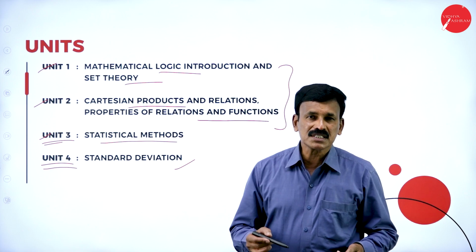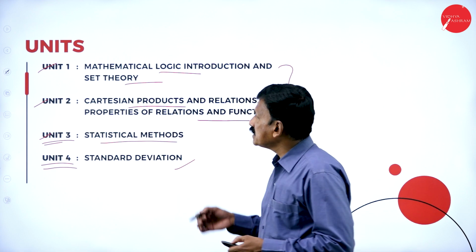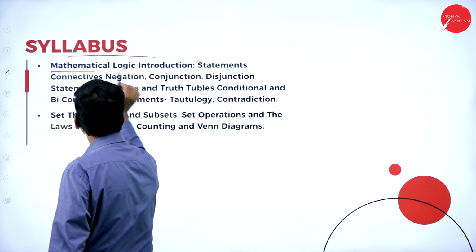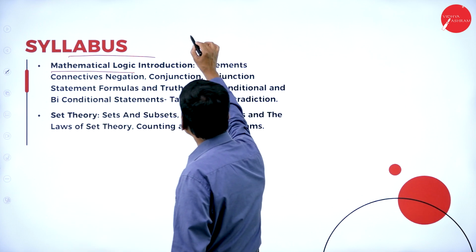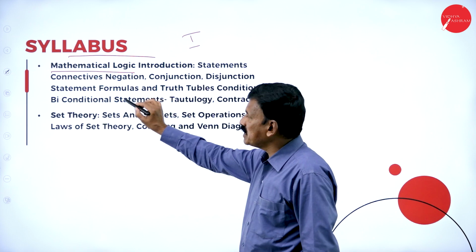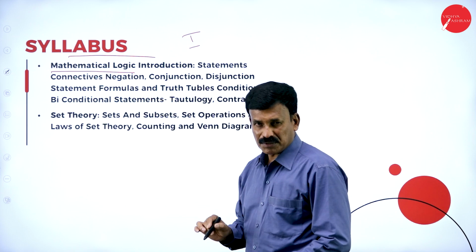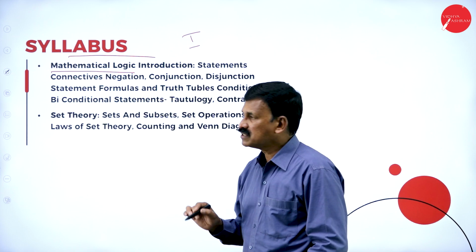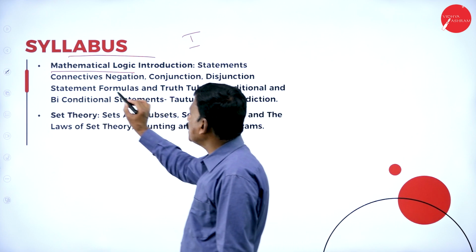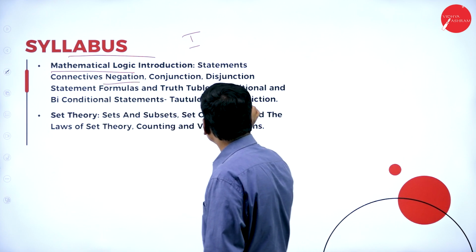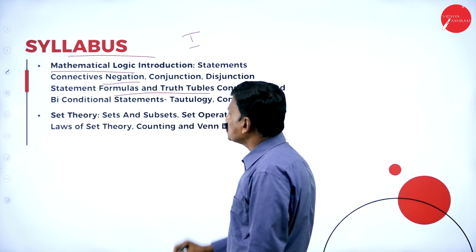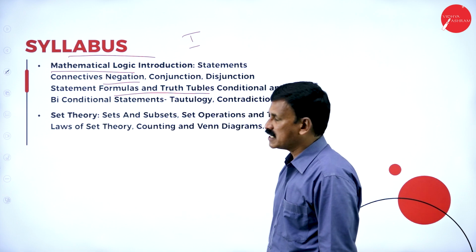Now let us discuss in detail what are the topics contained in unit 1, 2, 3 and 4. Now let us discuss the syllabus in detail. In unit 1, the first unit, mathematical logic, that is the statement of mathematical logic. What is the meaning, definition, then the statement for truth values, and then the connectives like negation, conjunction, disjunction and biconditional, and construction of the truth table depending upon the given statement.